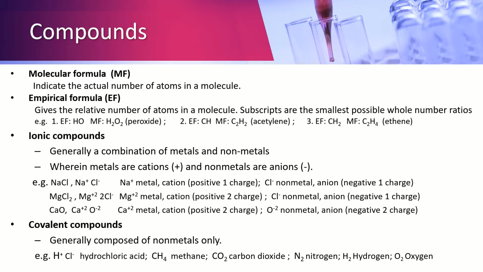Ionic compounds are a combination of metals and nonmetals, wherein the metals are the cations and the nonmetals are the anions. For example, in sodium chloride, the sodium is the cation with a positive charge of 1, and chloride, a nonmetal, is an anion with a charge of -1. Covalent compounds are generally composed of nonmetals only. For example, HCl or hydrochloric acid, CH4 methane, and CO2 carbon dioxide.